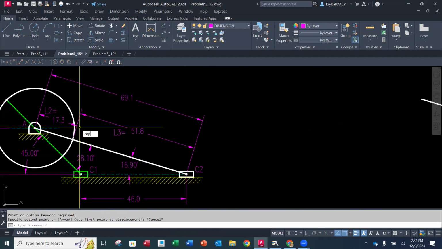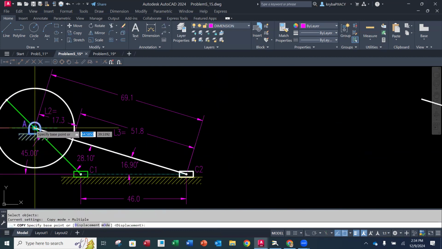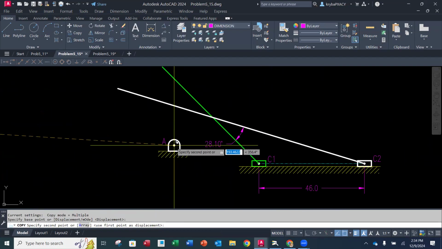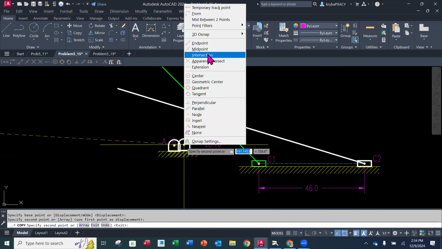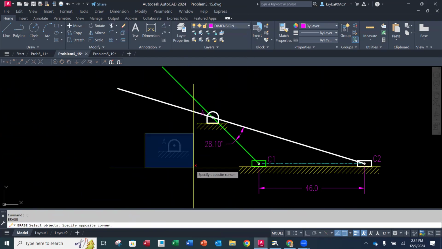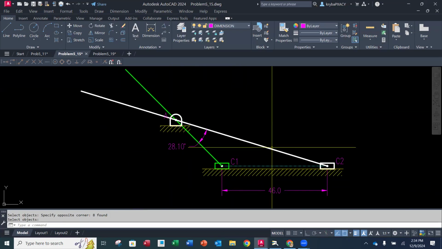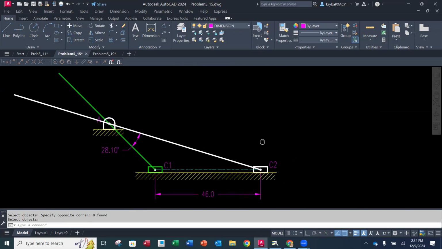Try that again. Copy from the center to the intersection. There we go. Okay, so that's where that's going to be. Did everybody get that in place so far?